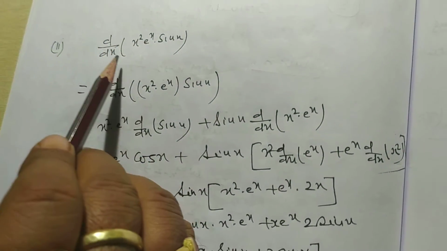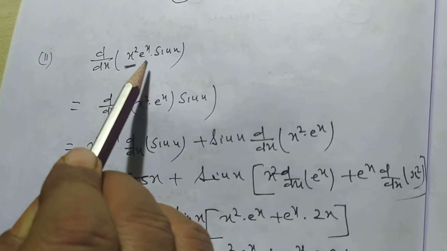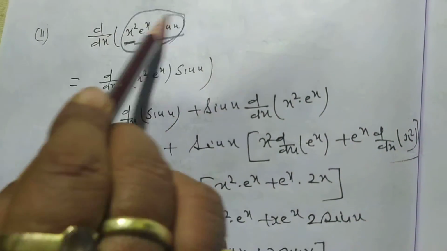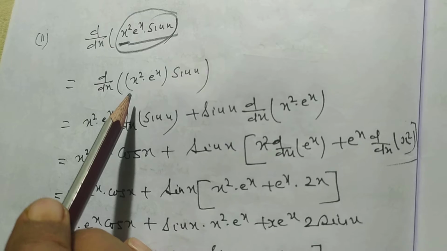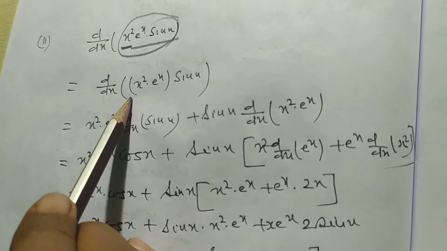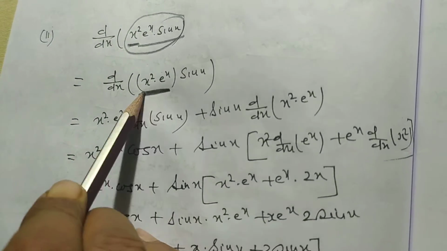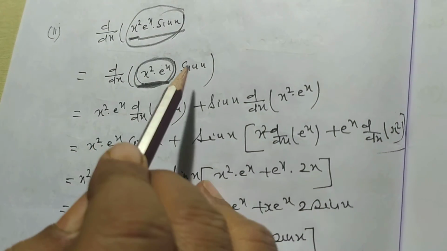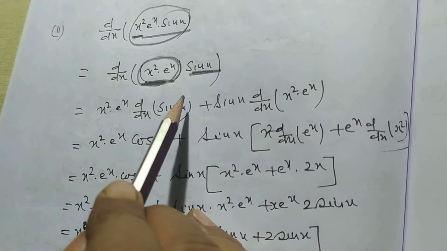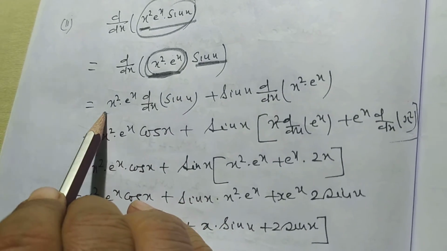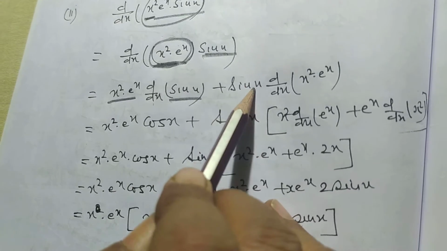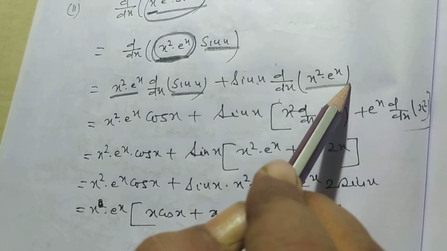do this problem, d/dx of x² e^x sin x. This is the product of three functions. So now you convert it into the product of two functions. Consider x² e^x as a single function and sin x as the second function. Then apply this formula. x² e^x, d/dx of sin x, plus sin x, d/dx of x² e^x.